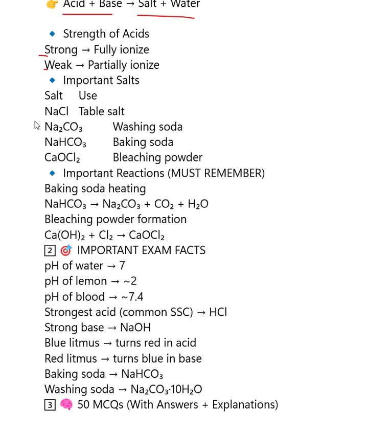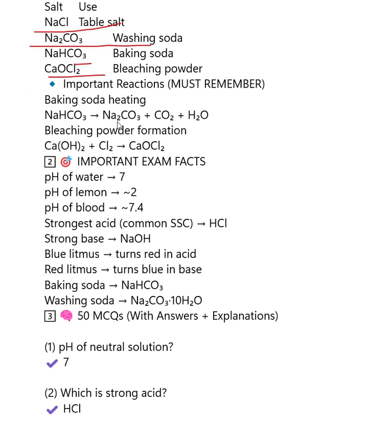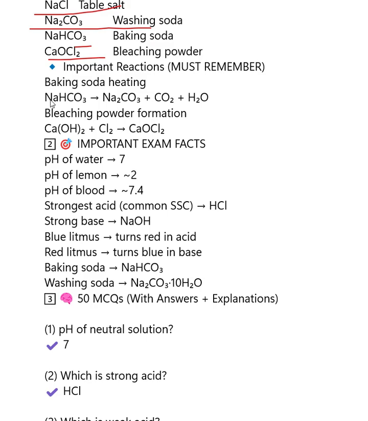So the important salts: NaCl, which is your table salt; Na2CO3, which is your washing soda; sodium bicarbonate, that is your baking soda; CaOCl2, that is your bleaching powder. These are the important reactions. Baking soda heating: when sodium bicarbonate is heated, it will dissociate into sodium carbonate, CO2 and water. And bleaching powder formation: calcium hydroxide plus chlorine will convert into your bleaching powder.